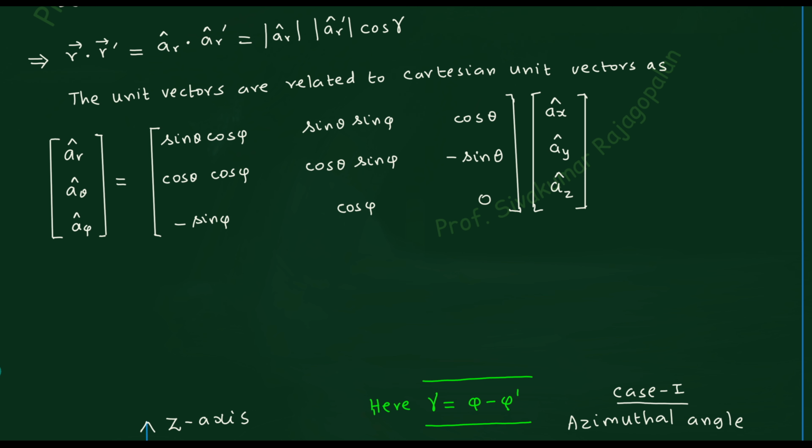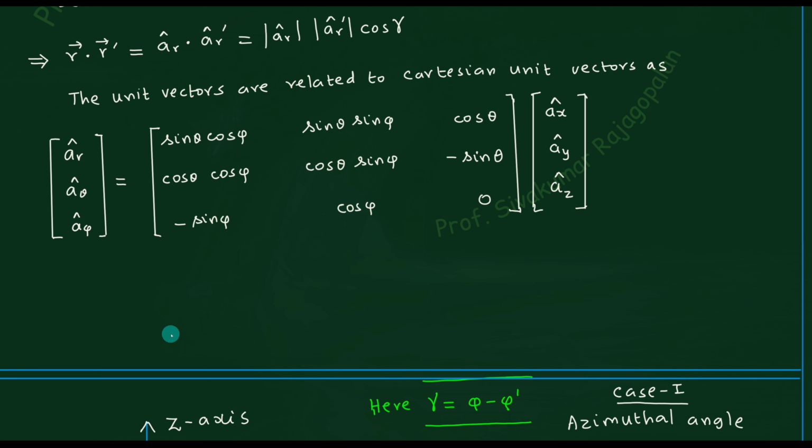This is actually a 3 by 3 matrix, meaning 3 relations are there, but we don't want 3, isn't it? We want only for the AR. See here, this is AR dot AR only we want. We are interested in only AR, but this matrix gives you relations for AR, A theta, A phi. All the expressions you can get from this matrix. But we don't want so many things. We want only for AR. That means, how do you get AR? AR equals this row into this column. If you multiply this row and this column, then you get AR.